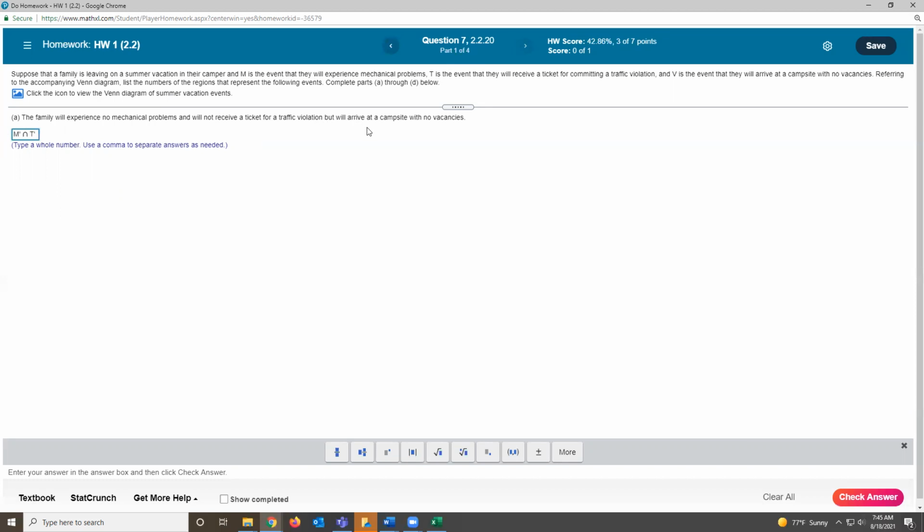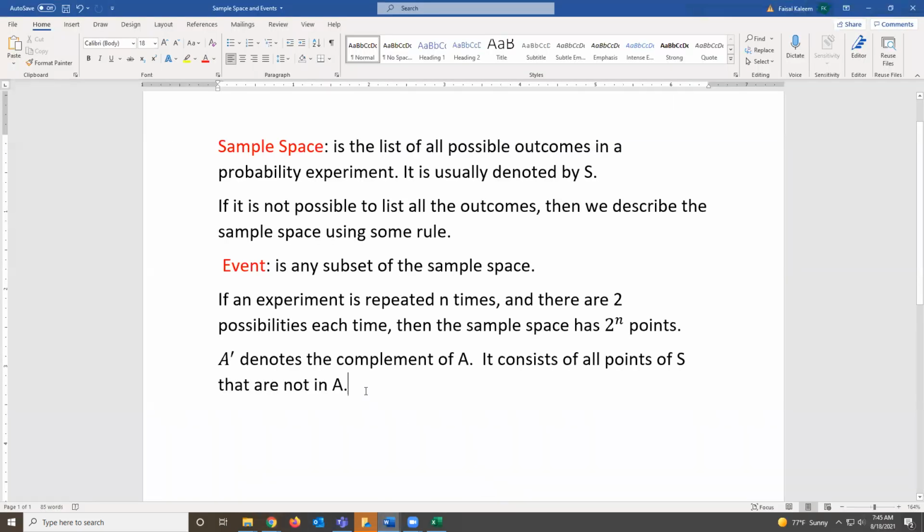But will arrive at a campsite with no vacancies. Now, but is also like an and. So first, let's make note of it. And means intersection. Or means union.